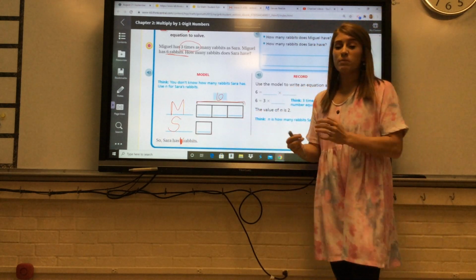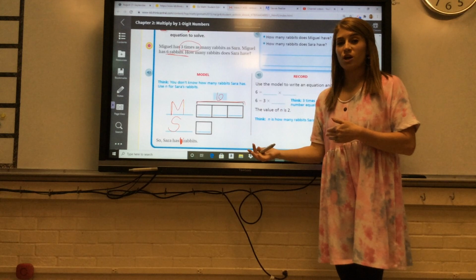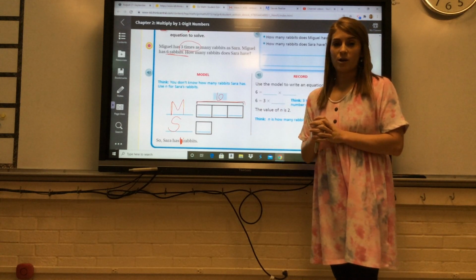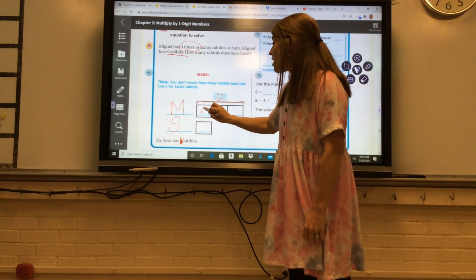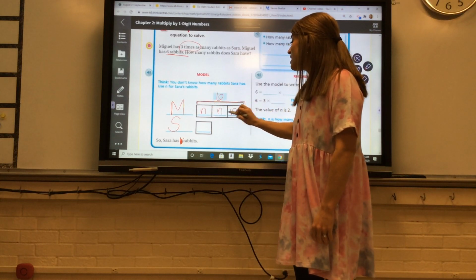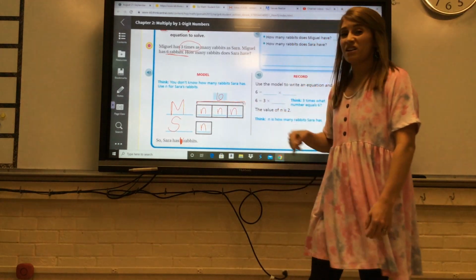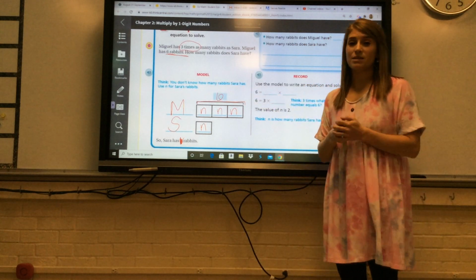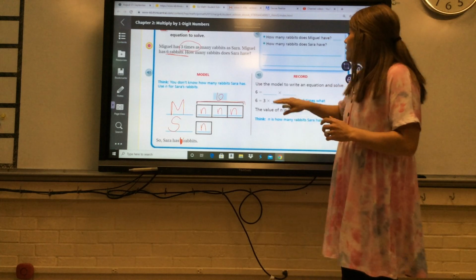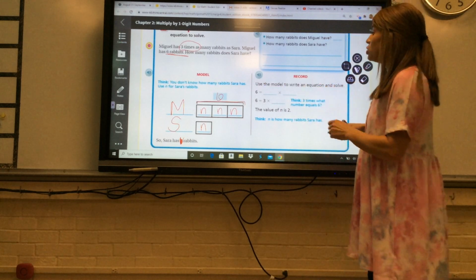Do you remember what letter we can put when we don't know the answer or we don't know the value of something? Right, we can put an N. So in all these boxes, I'm just going to put an N, because we're not quite sure what that number is going to be yet. We just know that Miguel has 6, and it's 3 times as many as Sarah. So we're going to use this model over here to write an equation.